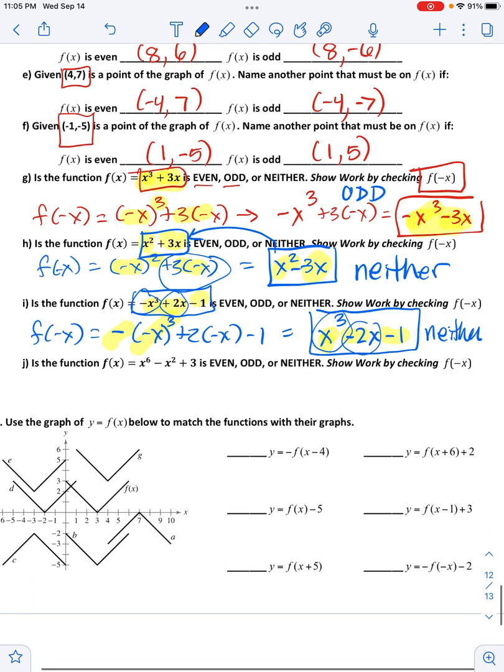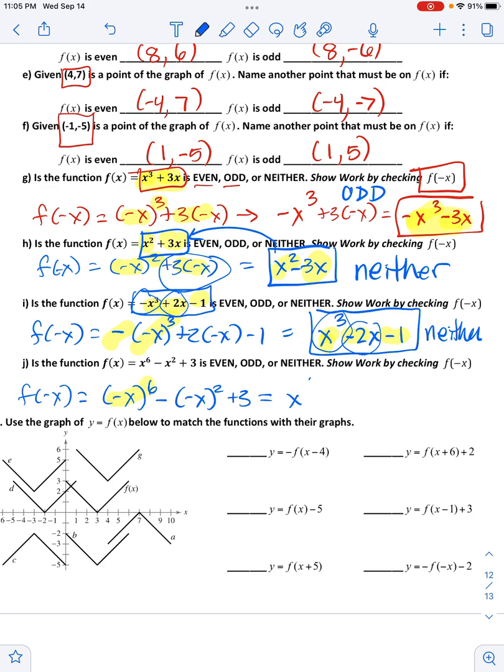Okay, I feel like this is overkill, but we'll do one more. So negative x to the 6th minus a negative x to the 2nd plus 3. This is a negative to an even, so it will become a positive. This one's tricky. This is a negative to an even, so that'll become positive, but there's a negative out in front that makes the entire term negative. So now when I compare it to my original, every single term is the same. A positive x to the 6th, a negative x to the 2nd, and a plus 3. And that makes it even.